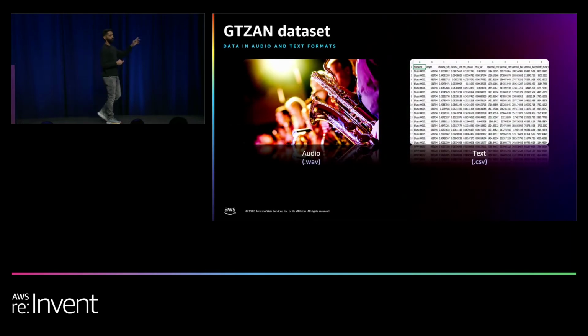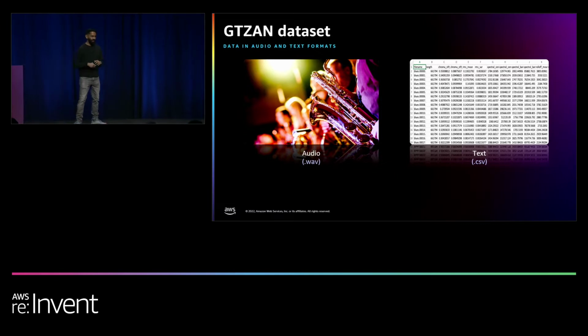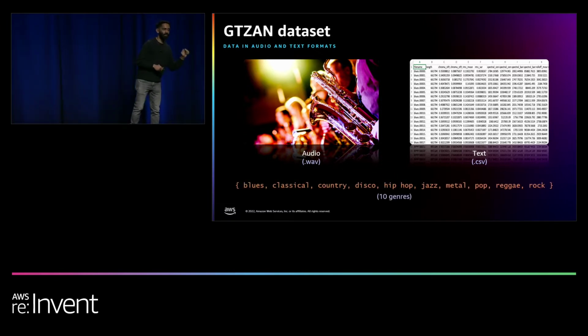Luckily, we're going to use a publicly available data set, which is a very good data set. It's called the GTZAN data set. It has a bunch of audio files, specifically in 10 different genres. So this is a labeled data set, and it has music files in blues, classical, metal, rock, all of that. There are 100 of each of these genres and 30-second clips of each of them. There is also a CSV file with some data points, which we will get to later.